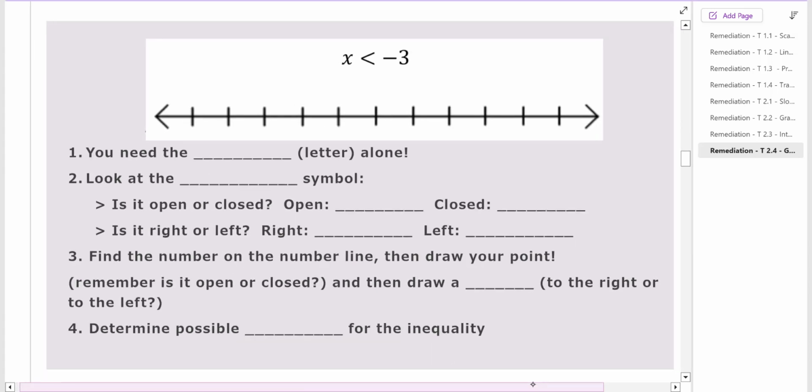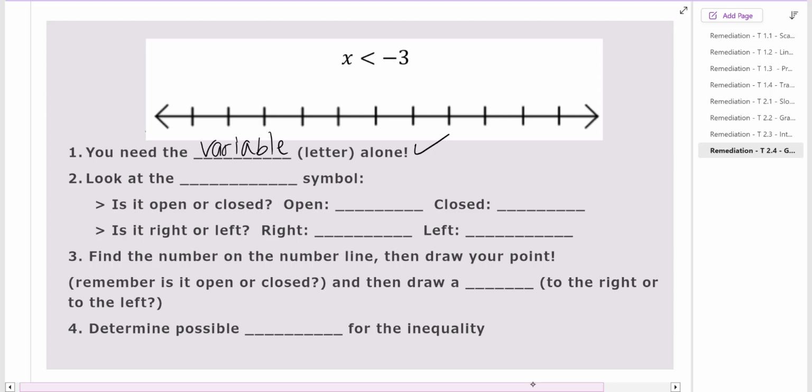Okay, so we're going to start with a basic one. So este es un ejemplo. So you need the variable alone. So eso significa necesitas la variable sola. Y aquí tienes la variable sola, está listo. So this one's ready. The variable is alone. Okay, step number 2, paso dos.